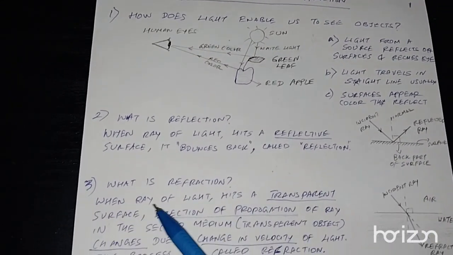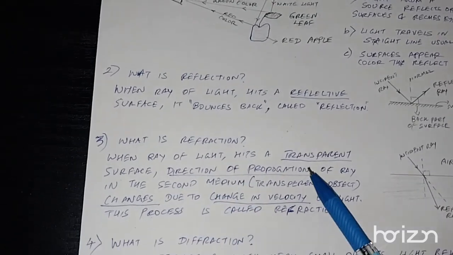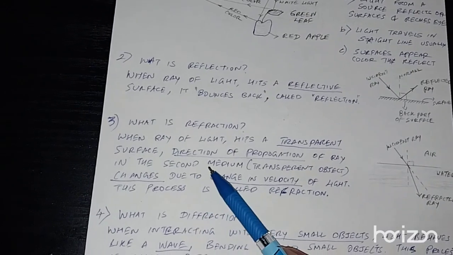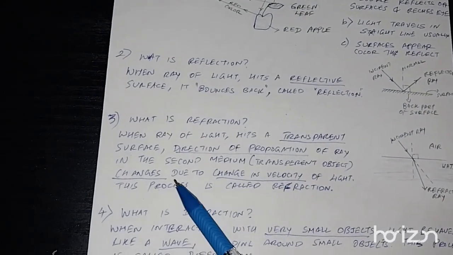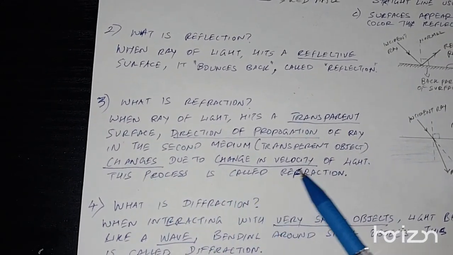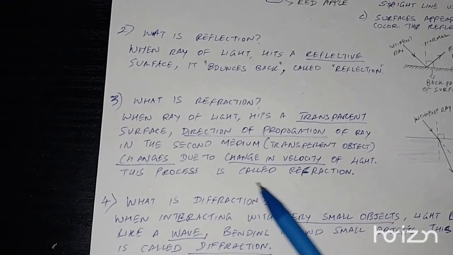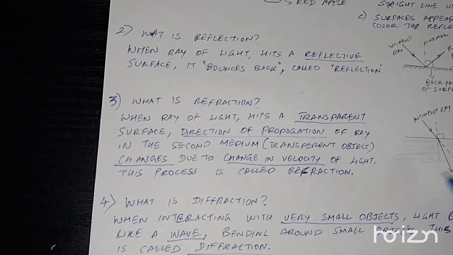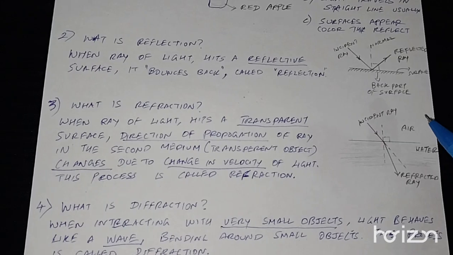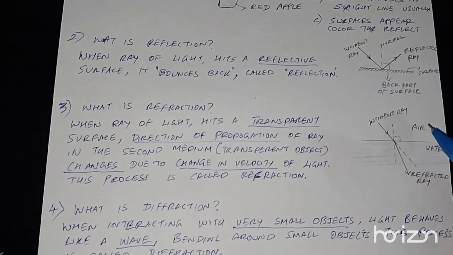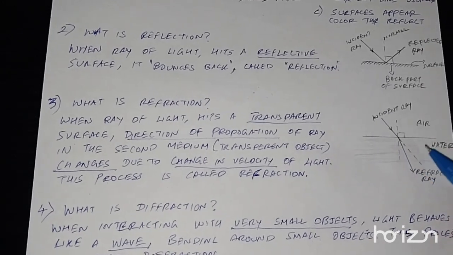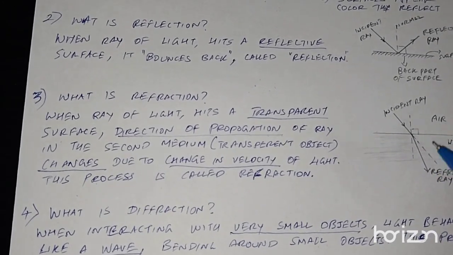Okay. So what is refraction? When a ray of light hits a transparent surface, not reflective in this case, it hits a transparent surface, the direction of propagation of the ray in the second medium, that is the transparent object, changes due to change in velocity of the light. This process is called refraction. Okay. So here again we have shown a picture. We have a surface. On the top of the surface we have the air, and below the surface we have the water. Okay, so basically this surface is the surface which separates the water and the air.